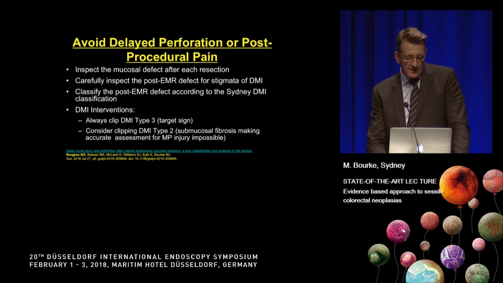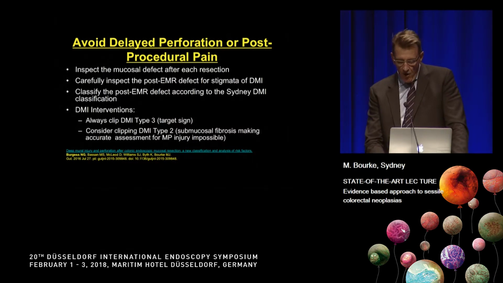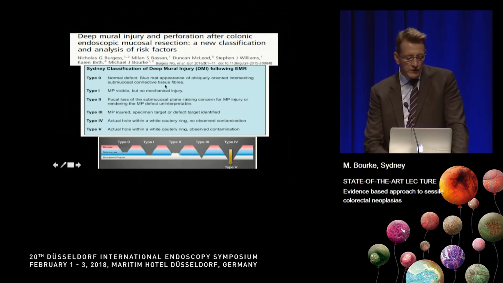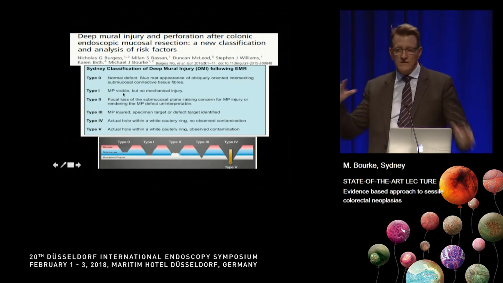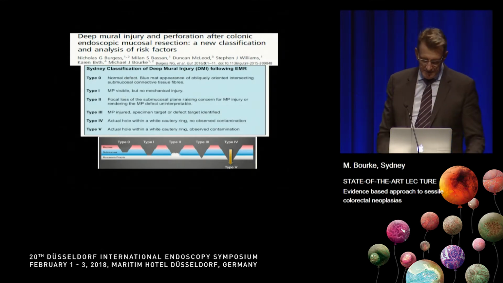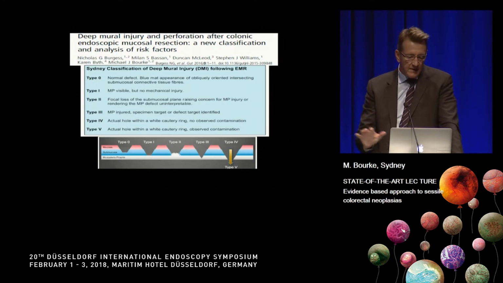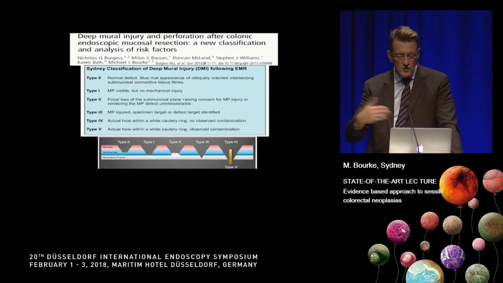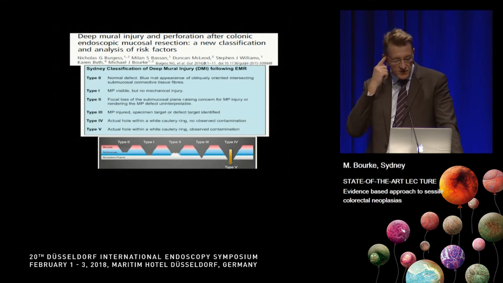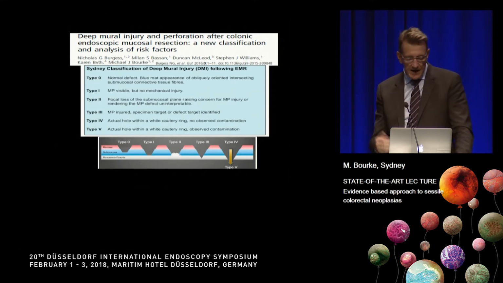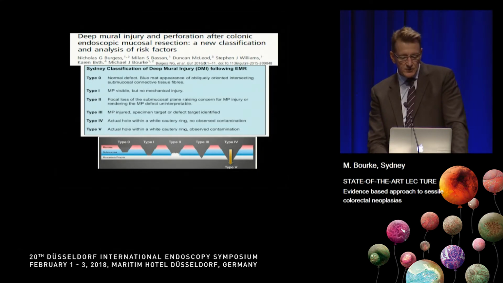This has been published in Gut, and this is a classification of the post-EMR defect. It's very important to examine the post-EMR defect, and what we're looking for is the bland blue mat. We see the intersecting fibres of the loose areolar connective tissue, the submucosa, and the blue staining, and if there's a disruption to that, either there's non-staining of the muscle layer or you've injured the muscle layer, or the muscle layer could have some fibrosis, and then it makes it hard to interpret whether the muscle layer has been injured.